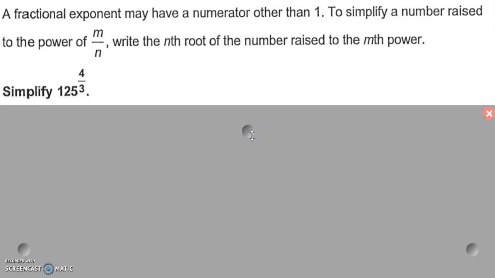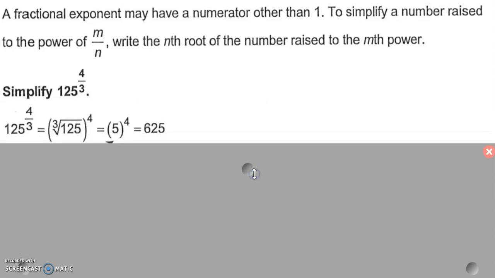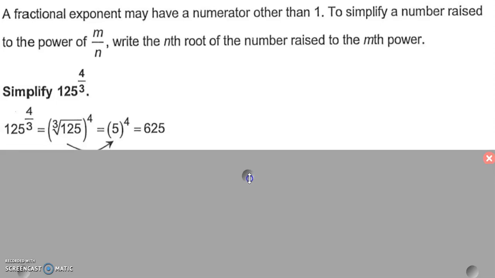So let's say we have to simplify 125 raised to the power of 4 over 3. What that's going to turn into is the third root, or the cube root, of 125. We're going to evaluate that, and then we're going to take it to the power of 4. So the number in our denominator, again, becomes that numbered root, and then the number in our numerator of that fractional exponent becomes the power that we bring our result to. So since 4 is in our numerator and 3 is now our denominator, we find the third root of 125. That's going to give us 5. And then we're going to raise it to a power of 4, which gives us 625.